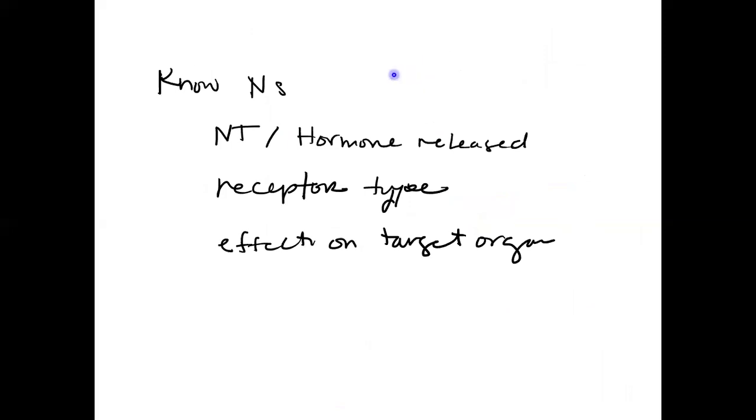Okay, so for this PowerPoint, what do you need to know? You need to know the different nervous systems, right? I want you to know the neurotransmitters released from the nerves, or the hormone released. So the neurotransmitters, we have norepi and acetylcholine. The hormone is epinephrine. The receptor type that they bind to, so is it a nicotinic cholinergic receptor? Is it a muscarinic cholinergic receptor? Is it an adrenergic receptor? And then what's the effect on the target organ?